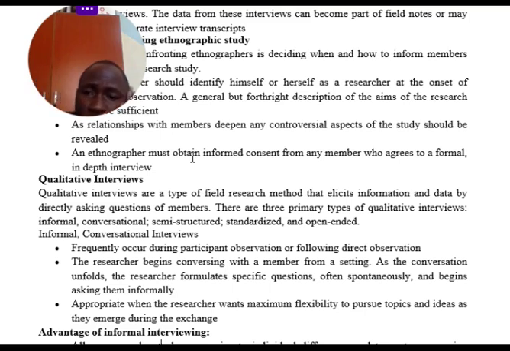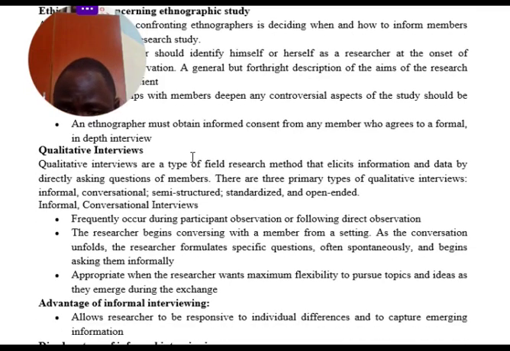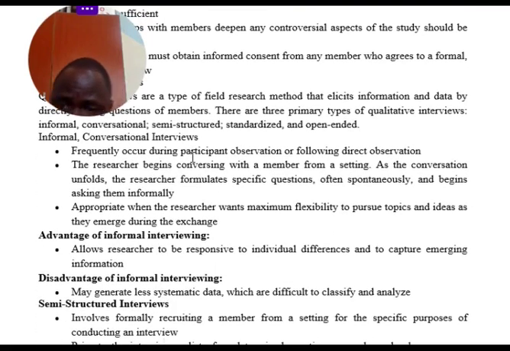When you look at this research method, it has got three different types. Under the types we have what we call the informal research method. Then we also have the conversational, semi-structured, and also the standardized and open method. So those are some of the methods that it has got. When you look at those methods, they try to display given things.